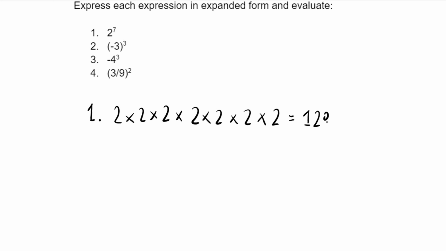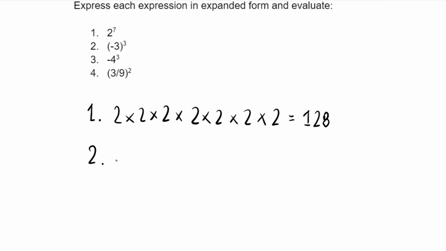Now, 2 to the power of 7 means 2 being multiplied by itself 7 times. So we write 2 times 2 times 2 times 2 times 2 times 2 times 2. Now let's evaluate. 2 times 2 is 4, times 2 is 8, times 2 is 16, times 2 is 32, times 2 is 64, times 2 is 128.